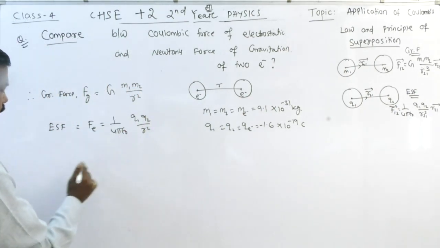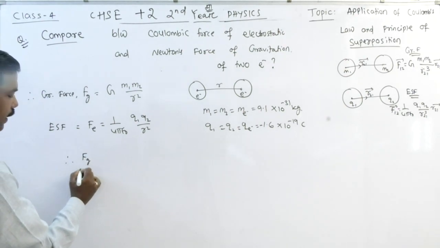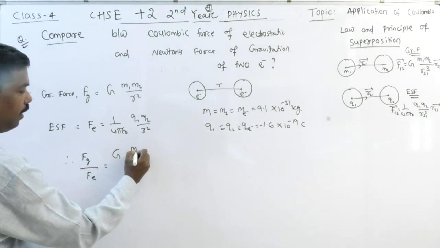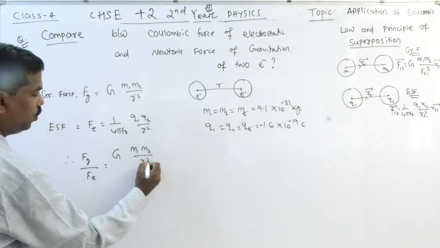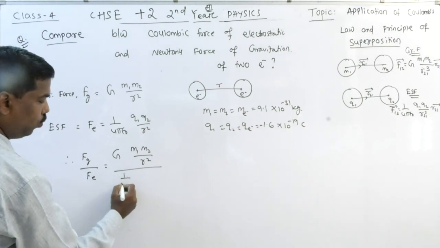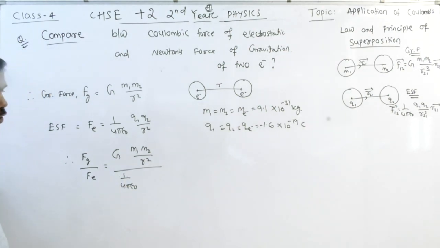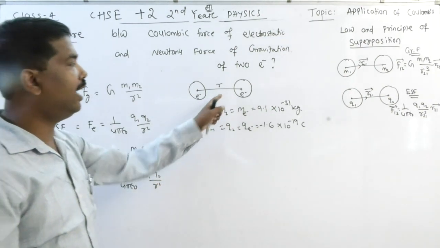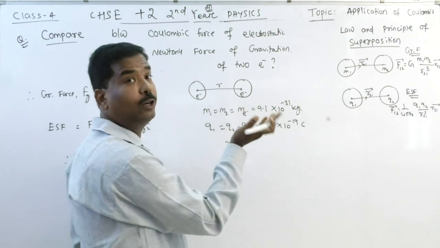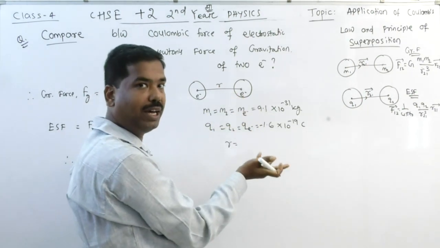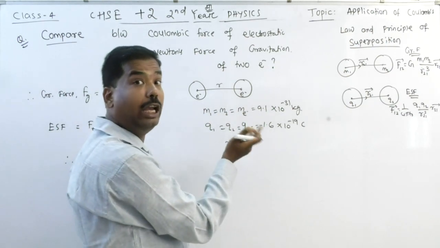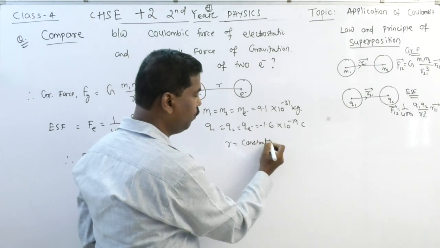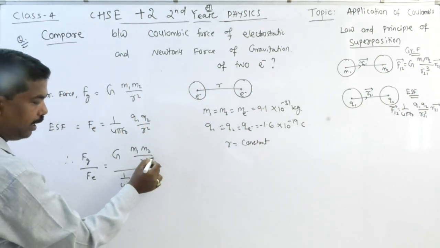If we find Fg by Fe, we get G m1 m2 by r square divided by 1 by 4 pi epsilon 0 Q1 Q2 by r square. Here r is constant, because whenever you find the gravitational force, the same r is taken. If you measure the electrostatic force, then the same r is constant. So r is a constant factor. Clear? So I can cancel out this r square.